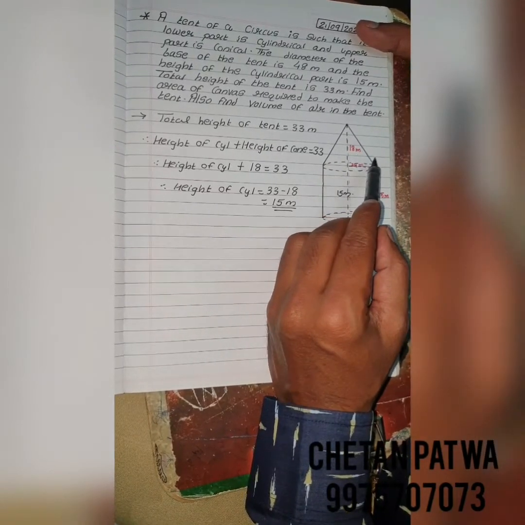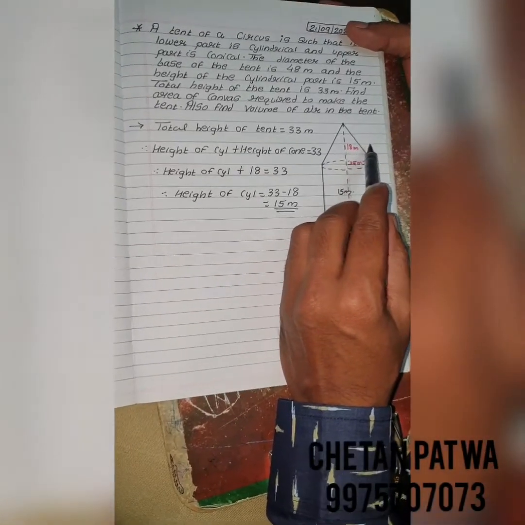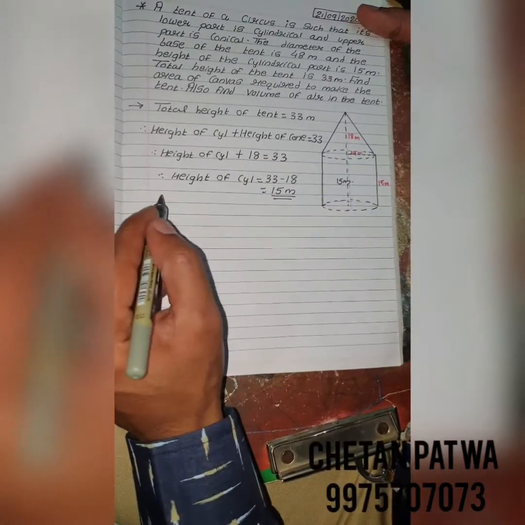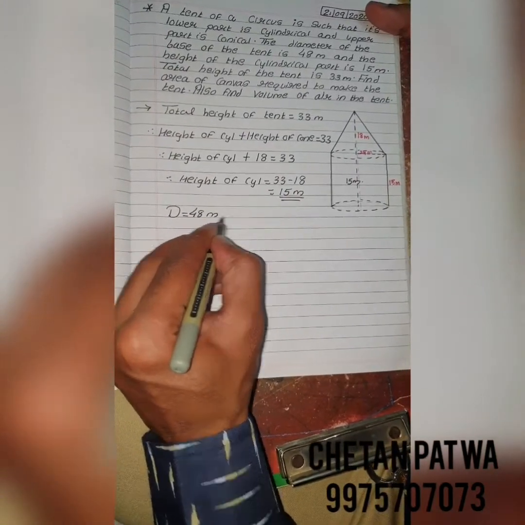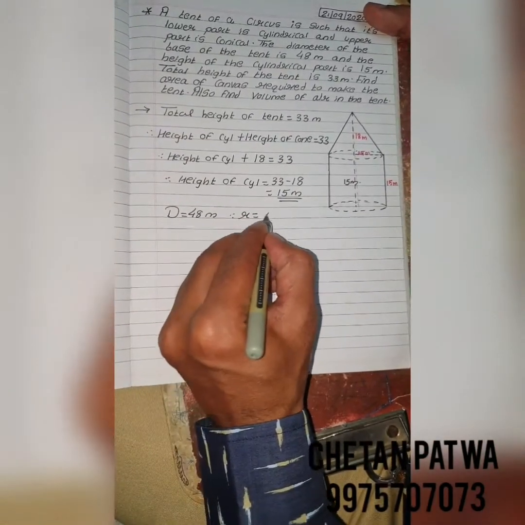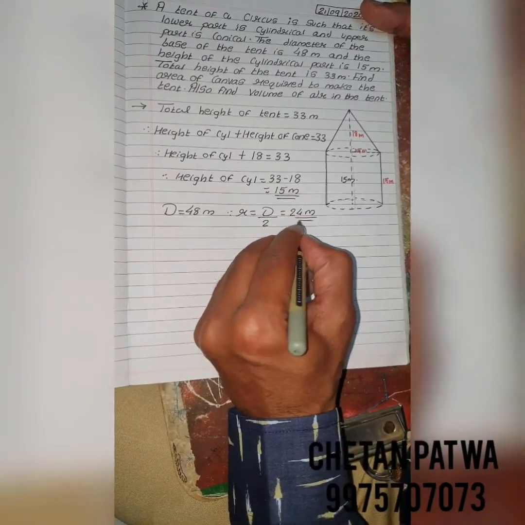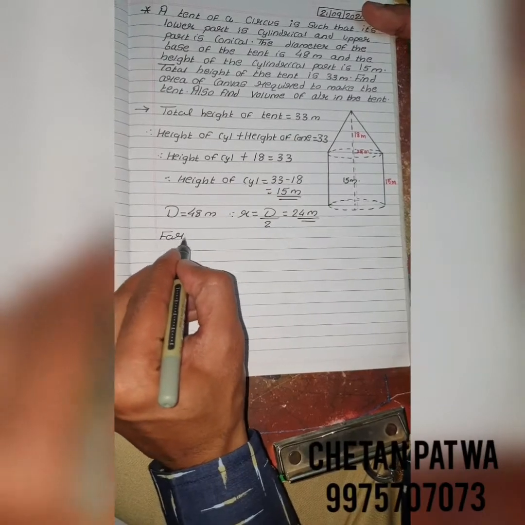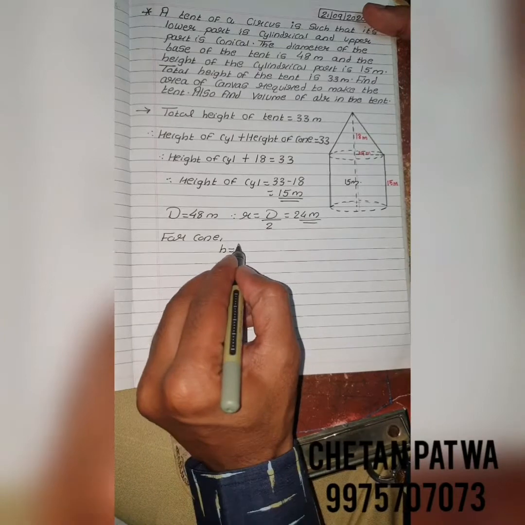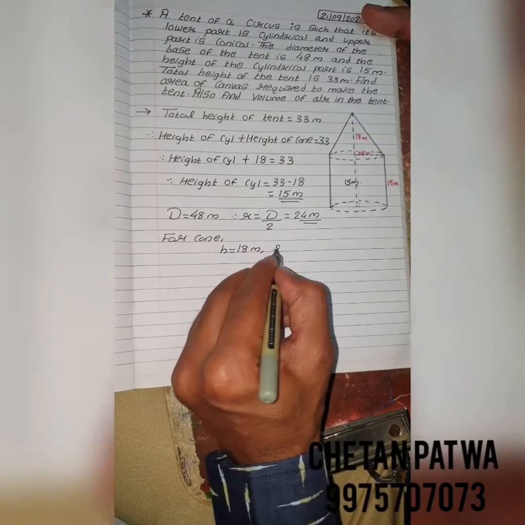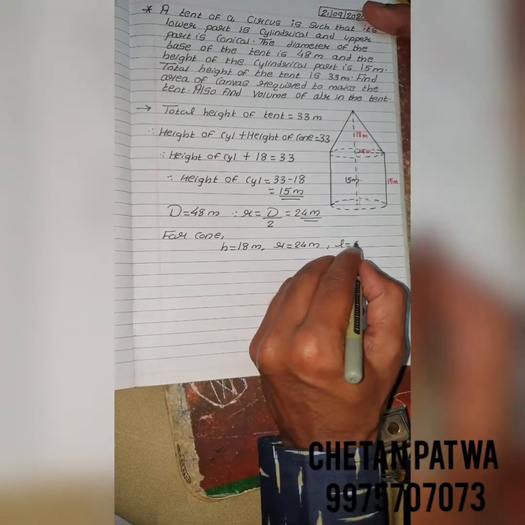L, that is slant height. We know the value of r, we know the value of h, so we will first find out the value of L. D is equal to 48 meters. Therefore, r is equal to D upon 2, that is equal to 24 meters for cone. Now what do we know? What is the height of the cone? 18. What is the radius of the cone? 24. We have to find out slant height, that is L.